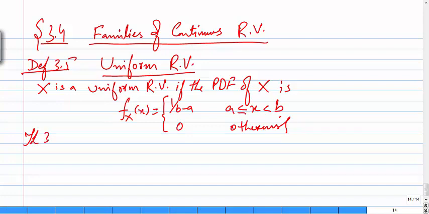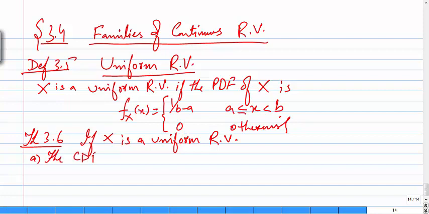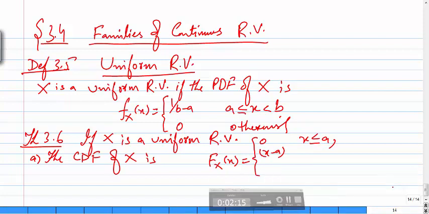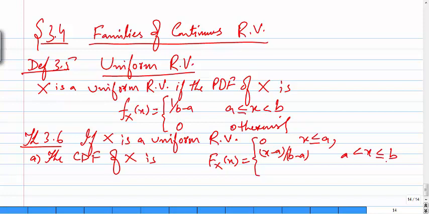There's Theorem 3.6. It says that if X is a uniform random variable, first, the CDF of X, F(x), is equal to 0 when x is less than or equal to a, (x minus a) divided by (b minus a) in the interval where x is greater than a and less than or equal to b, and 1 when x is greater than b. So this is the CDF.